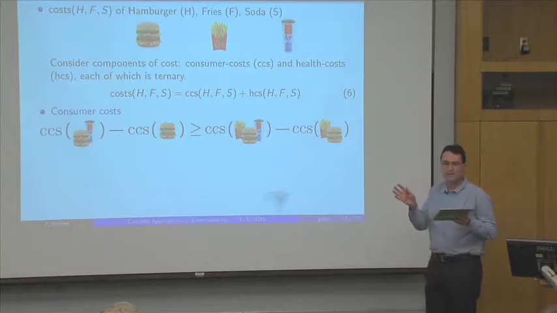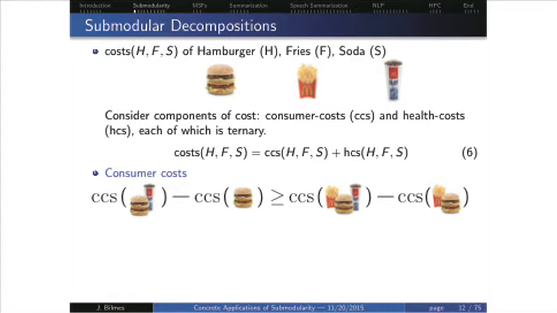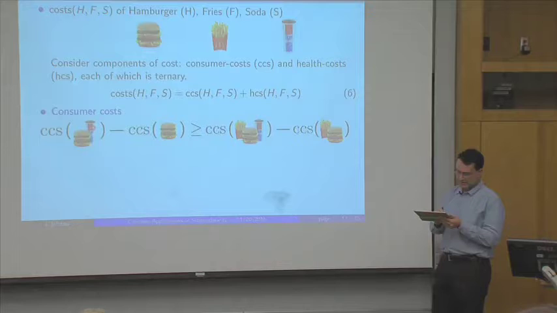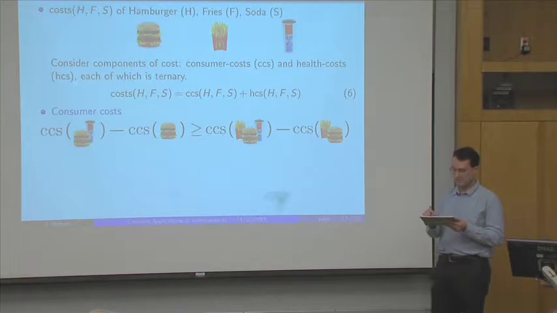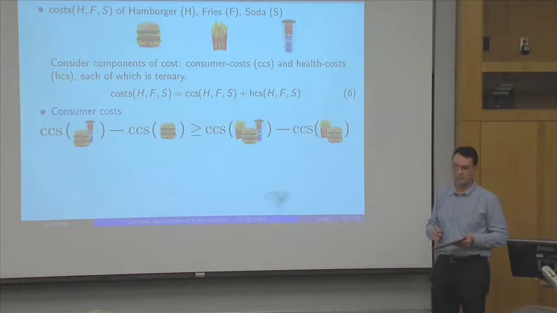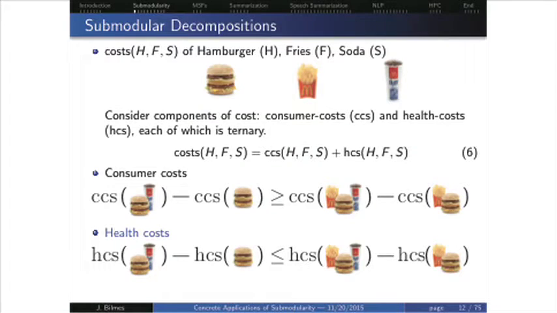Now I'd like to argue that the consumer costs have a property of this form. And this is essentially what could be known as the McDonald's Happy Meal. What does the Happy Meal mean? It means that the additional cost of a Coke on top of buying just a hamburger is greater than the cost of a Coke on top of buying both fries and a hamburger. Oftentimes, in fact, once you buy fries and a hamburger, they'll throw in a Coke for free, so that this right-hand side is zero. So this is perhaps a good property that describes the consumer costs of these three items. On the other hand, let's consider healthcare costs.